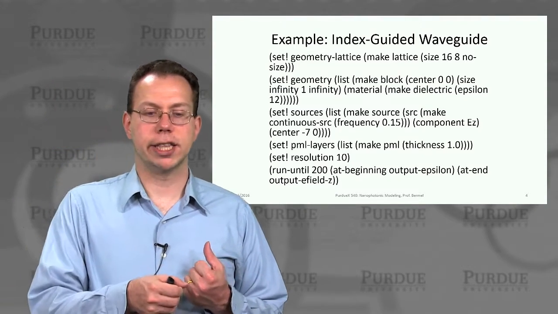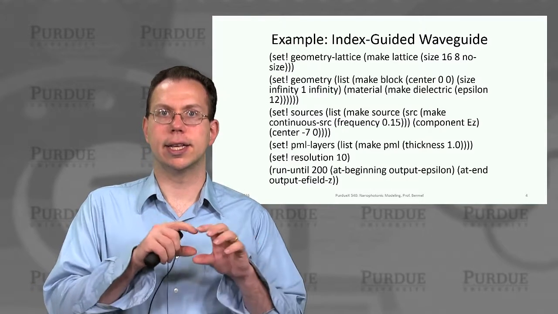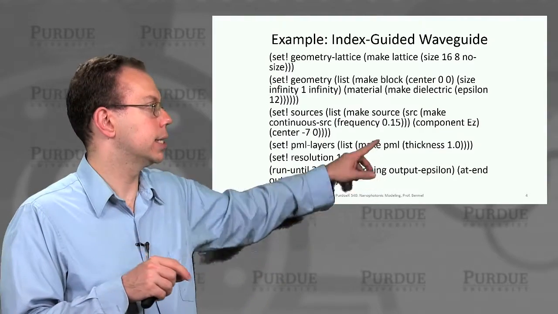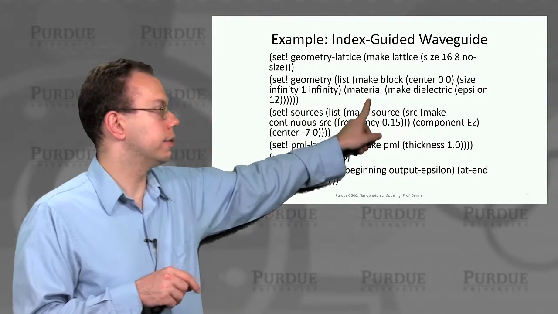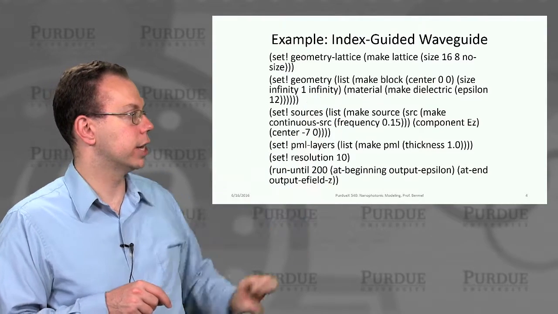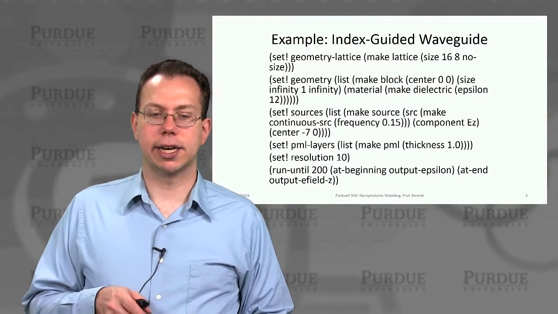Once we've defined that, we create a single block, and that block is our waveguide. It's centered right in the middle of the system at 0, 0. It has infinite size in all directions but one, so it's finite in the y direction. And it's made out of a high dielectric.